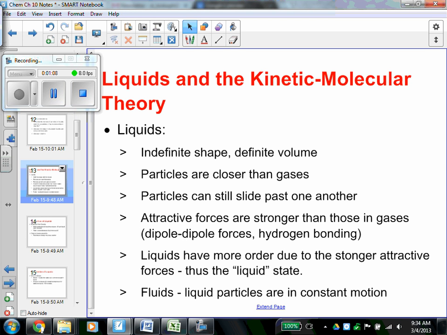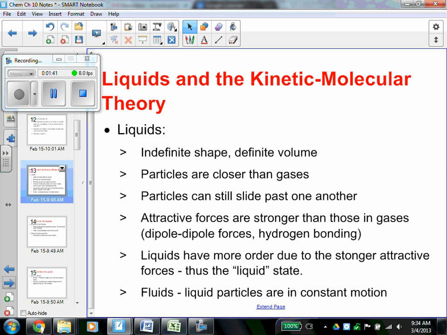Okay. So liquids. Last section we talked about how gases have an indefinite shape and an indefinite volume. Well, obviously liquids have an indefinite shape. They can move around, they can swish, but they can't expand to take the shape of their container. So they do have a definite measurable volume, always. The particles are closer than gases. As a matter of fact, the difference between particle closeness from liquids to solids is negligible. We consider them to be both compressed or condensed states.